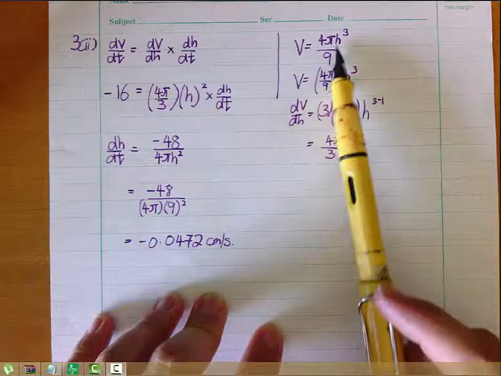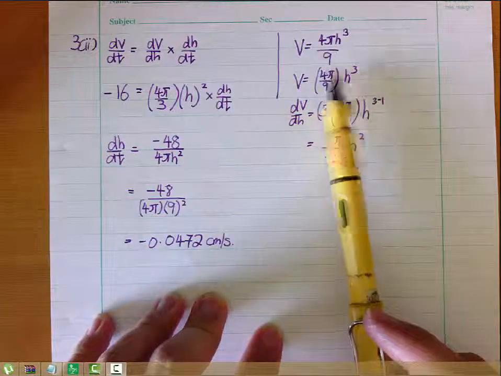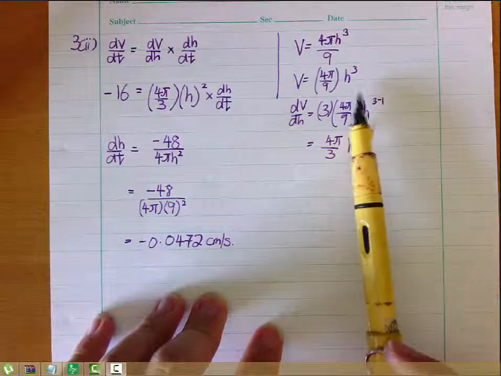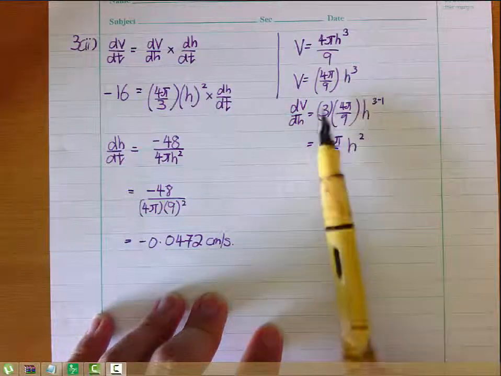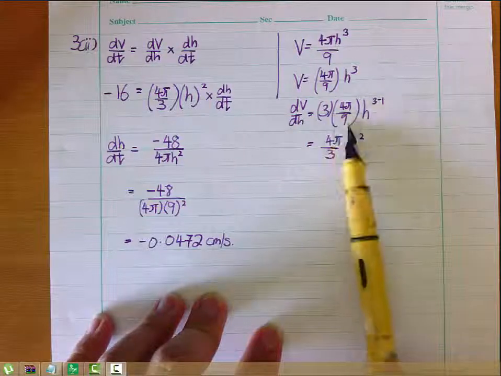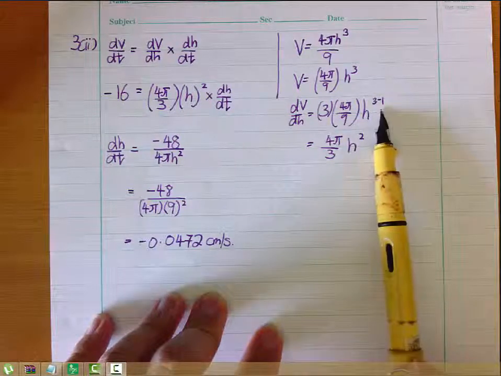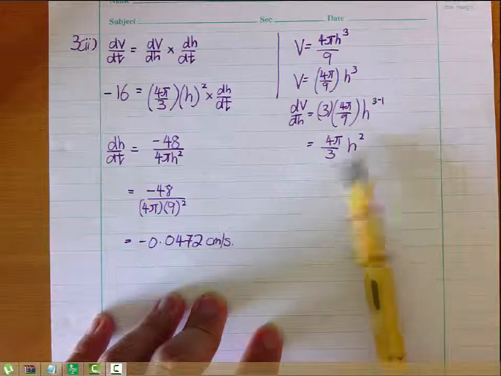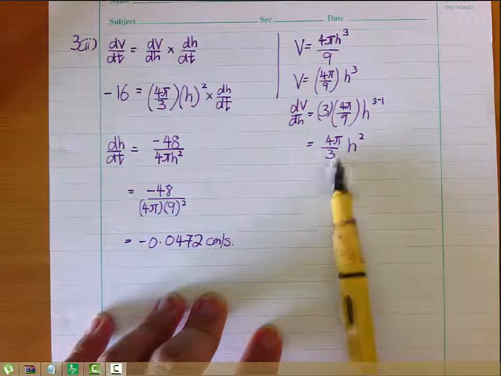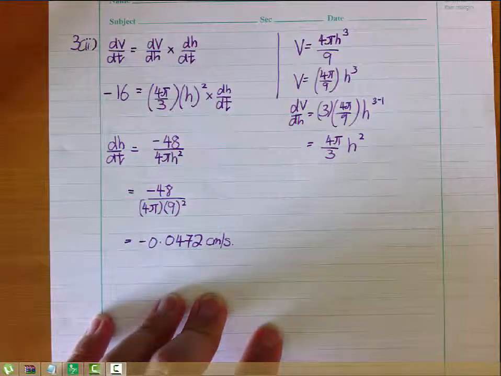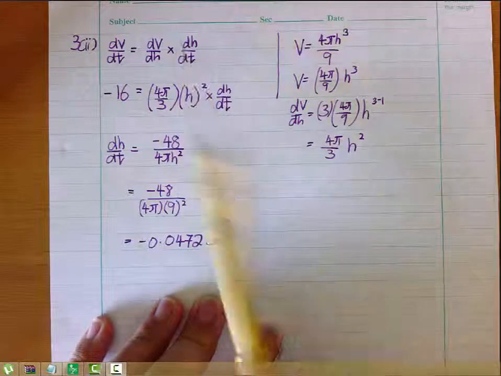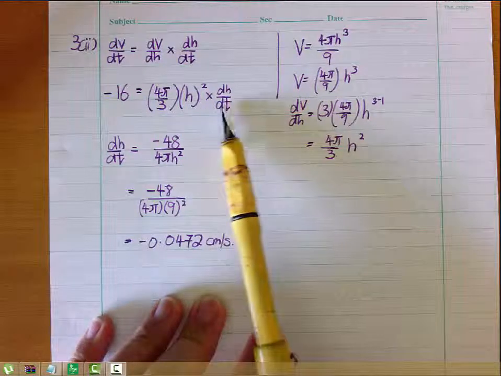If you write it out, 4, pi and 9 are all constants, so I put them in the bracket here. The one that we're actually differentiating is h cubed. So when you differentiate V with respect to h, you bring down the 3, 4 pi over 9, h, reduce the power by 1, 3 minus 1 is 2. So 3 and 9 will eliminate to give you 3. So it's 4 pi over 3 h squared. I just plug it in over here. dV/dh is 4 pi over 3 h squared, times dh/dt.